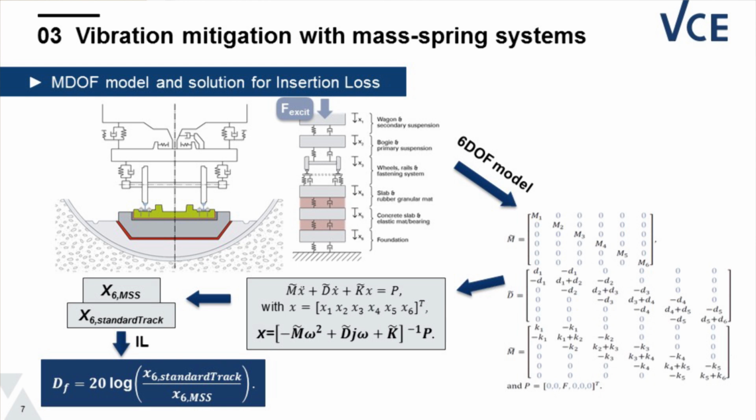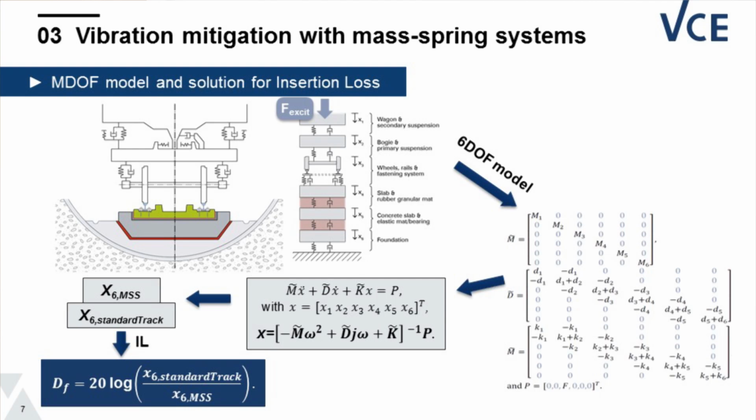This can be done by multi-degree of freedom models or by finite element computations. More in detail, the multi-degree of freedom model represents all these masses and all these springs, and as you see here, it can be represented by a matrix of masses, one of stiffnesses, and one of the damping. And once we know all the parameters of the material that is used within the system, we know all these values, and we can solve this equation for the displacement.